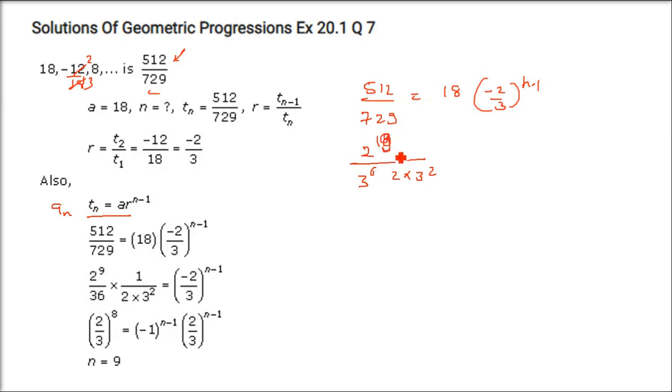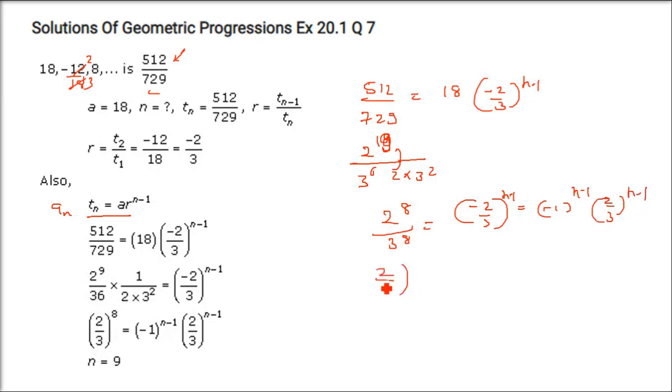Now when you say 2 to the power 9 by 2, that is 2 to the power 8. And what about 3 to the power 6? Add the powers, 3 to the power 8. So this becomes minus 2 by 3 to the power n minus 1. Now you can write it as minus 1 to the power n minus 1 and 2 by 3 to the power n minus 1. So this is 2 by 3 to the power 8. And then we have minus 1 to the power n minus 1, 2 by 3 to the power n minus 1.